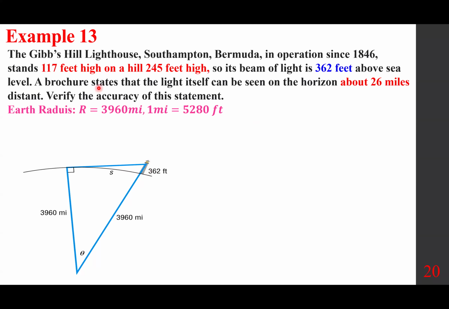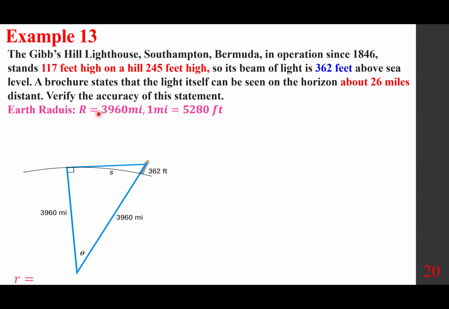A brochure states that the light itself can be seen on the horizon about 26 miles distant. Verify the accuracy of this statement. Earth radius is about 4,000 miles. We're going to go with 3,960 miles. And 1 mile is 5,280 feet. By the way, an approximation would be 4,000 miles, an easy number to remember, just in case. But it's actually 3,960, on the equator.